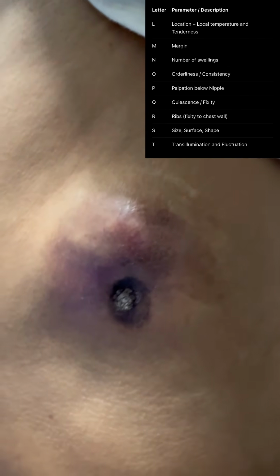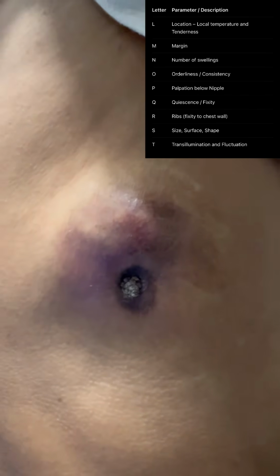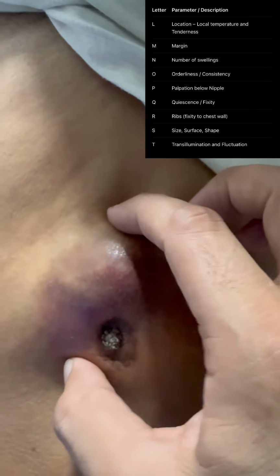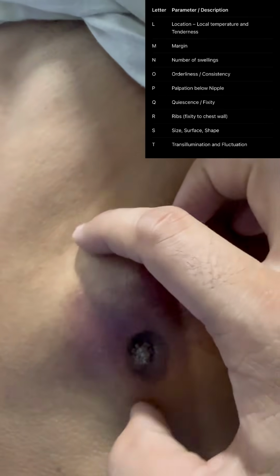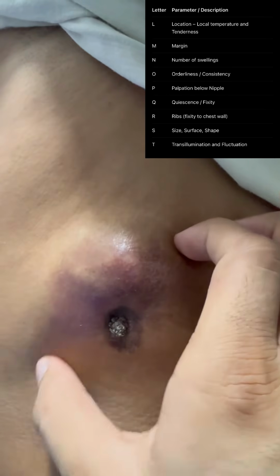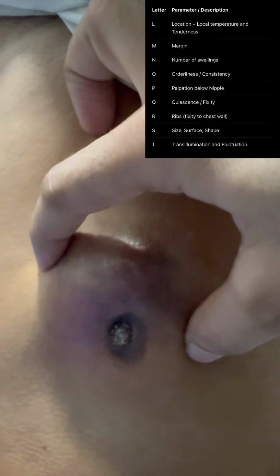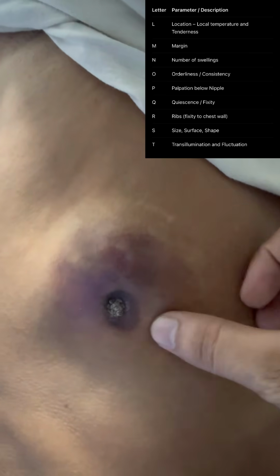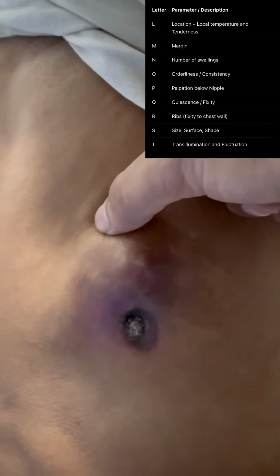And finally, we will comment about the shape of the swelling. Though in this case the swelling appears to be circular in shape, in certain conditions the shape of the swelling becomes very important. For example, if it's a globular swelling, it is more likely to be a fibroadenoma. If it's an irregular swelling, we need to think along the lines of carcinoma.